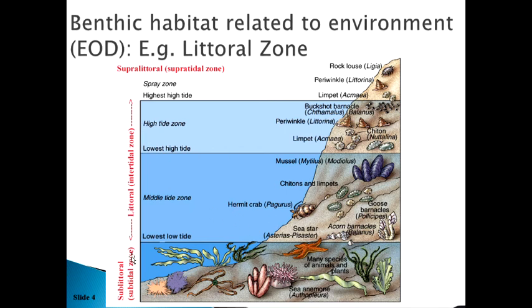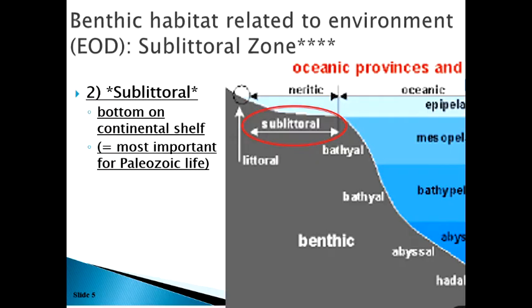Below the littoral zone, look in the lower right of this, or lower left of this slide, is the area that we call the sublittoral or subtidal zone. And that, different diagram to show here, this is the area from the lowest low tide level out to the edge of the continental shelf, all the bottom. So where the blue meets the brown over here, that's the bottom. And organisms are either living on it or in it. That is the sublittoral. It is the most important for Paleozoic life that we're going to talk about.